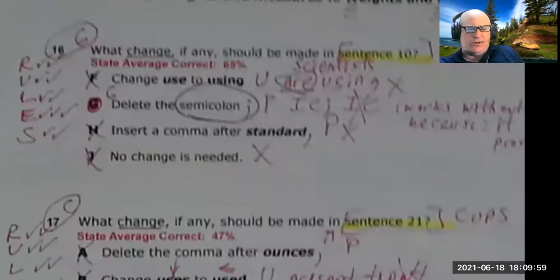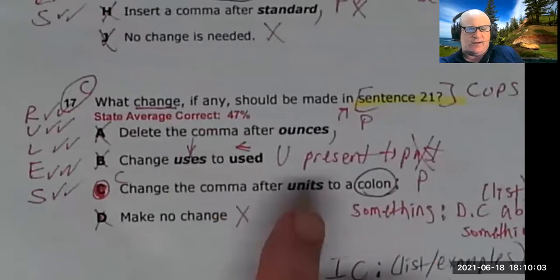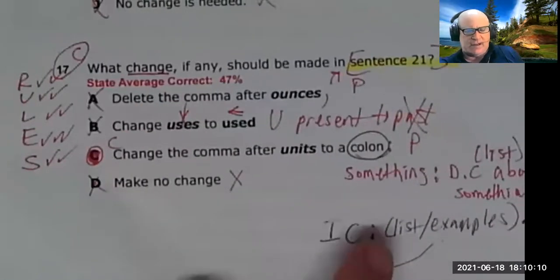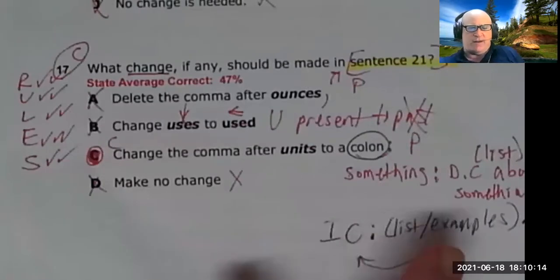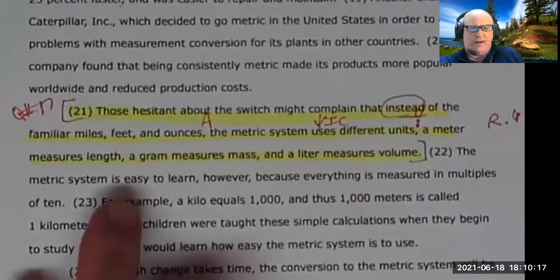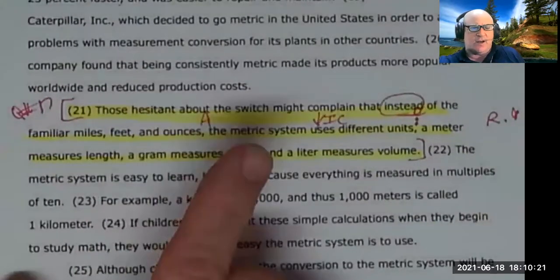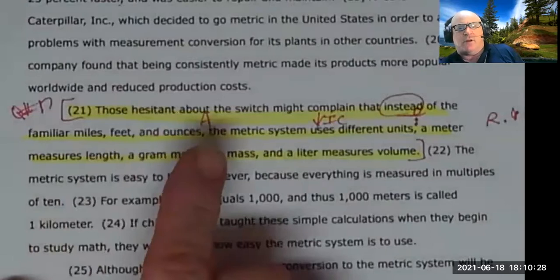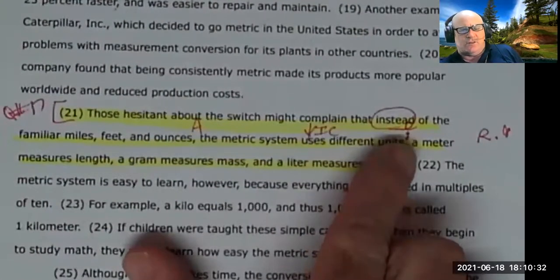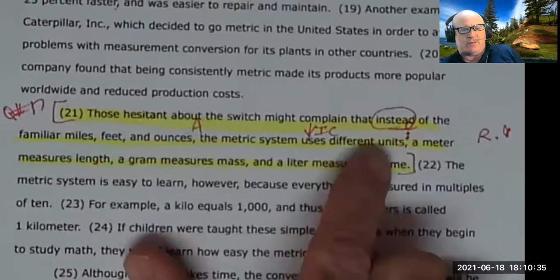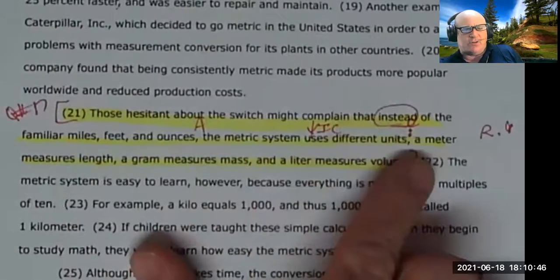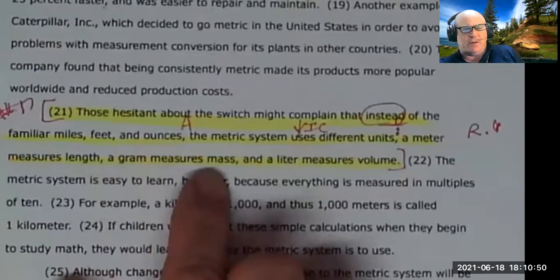Change the comma after units to a colon. And that's yes, as long as we have an independent clause followed by the colon with either a list of something or examples of something. So let's see why it's correct. Those hesitant about the switch might complain that instead of familiar miles, comma, feet, comma, and ounces, comma, the metric system uses different units, colon. That's the metric system uses different units. So basically we're talking about units. What units does the metric system use? What examples do they give us? A meter measures length, comma, a gram measures mass, comma, and a liter measures volume, period.